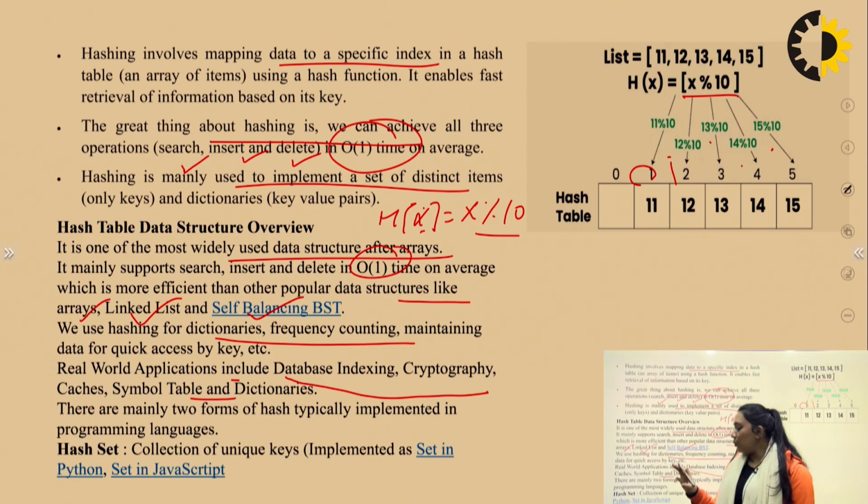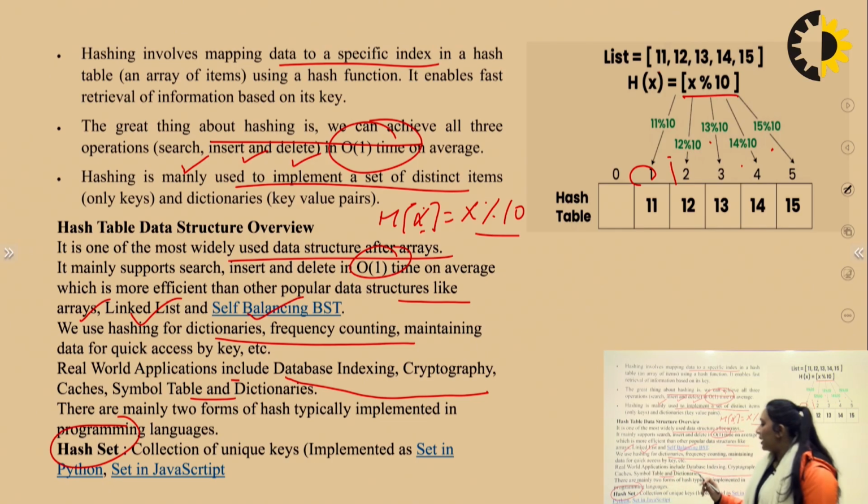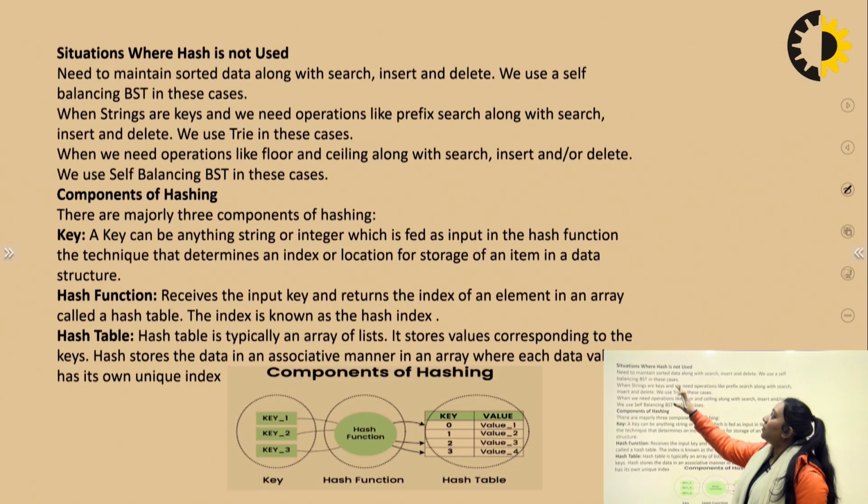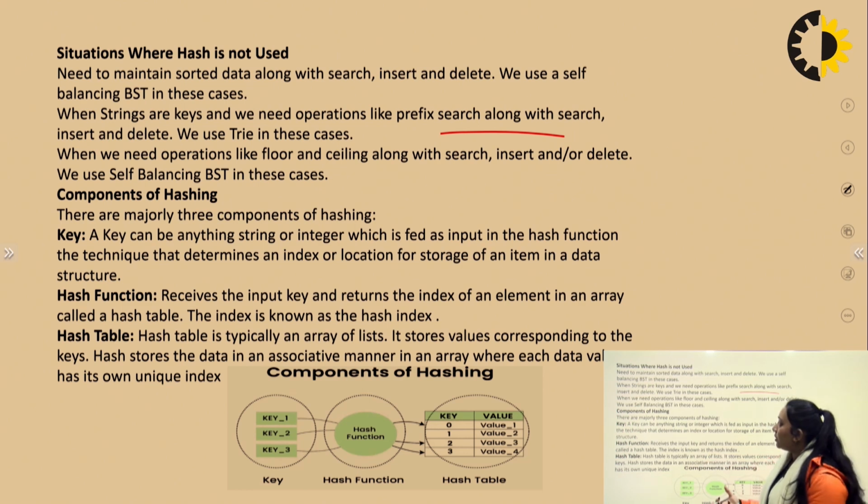There are two forms of the hash. Number one is the hash set. Hash set will be used in Python and JavaScript to access the hash table values, right? Next, the situation where hash is not used. The hash is not used mainly in the operation of the prefix search algorithm, where the strings and keys need to be matched.